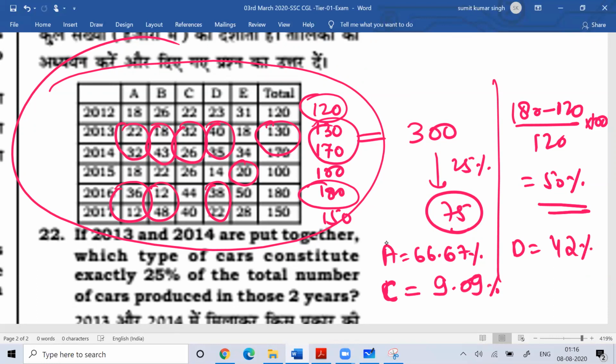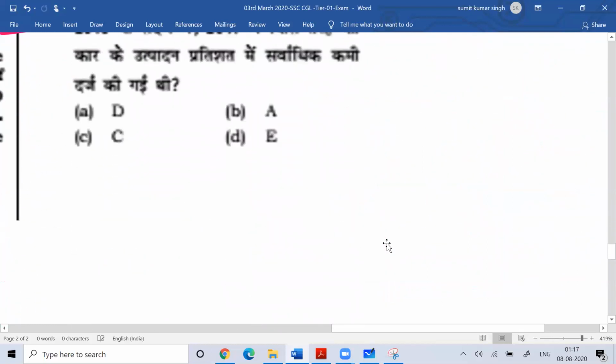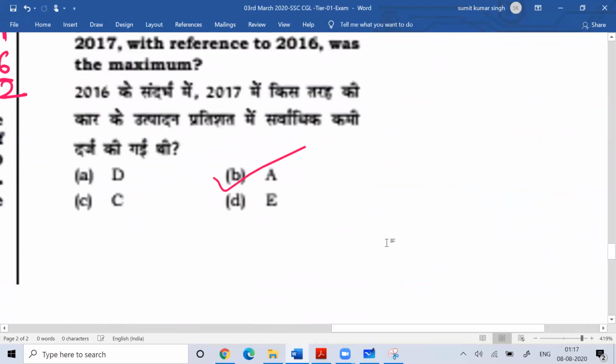Then E, how much is it? 22 degrees. E is 22 degrees. 22 on 50, which is 44%. Which one decreases the maximum? A. So the maximum decrease is A.